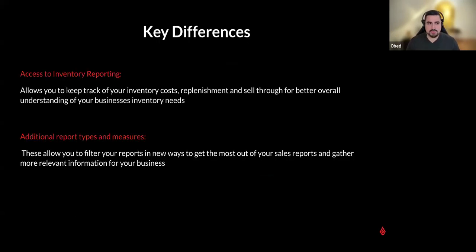And there's two main key differences between the two reports. So advanced reporting gives you access to inventory reporting, as I mentioned. So it allows you to keep track of your cost. You might want to see what needs replenishing, which product is selling, and just get a better understanding of how your products are selling in the store. The other difference between basic reporting and advanced reporting is going to be additional report types and measures. So these measures that we went over in the last slide, they will allow you to filter your report a little bit further, and you can get a little bit more detailed information on your reports.